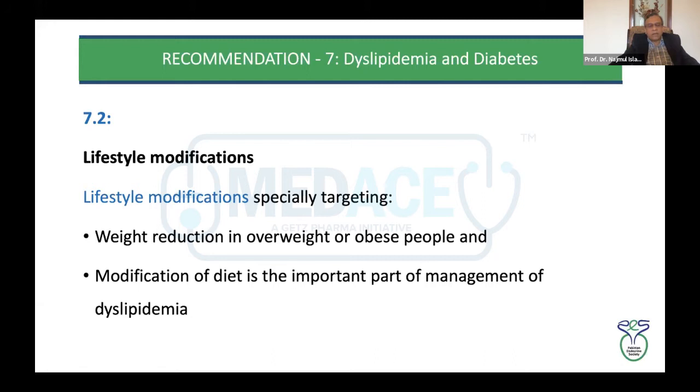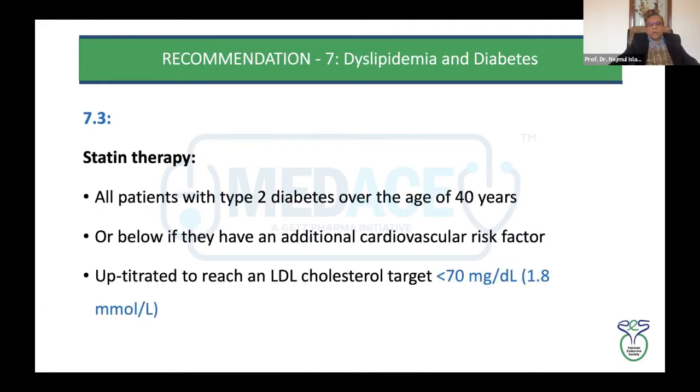They will have a reduction in their lipid levels with the modification in the diet, taking a low cholesterol, low fat diet. Now, once these things have been started, the weight reduction as well as the dietary restrictions.